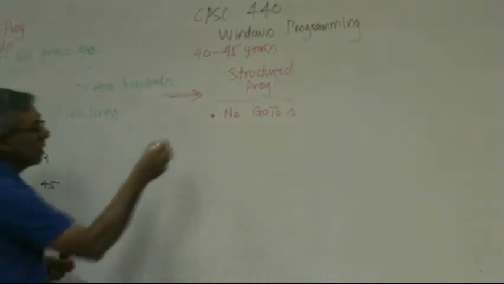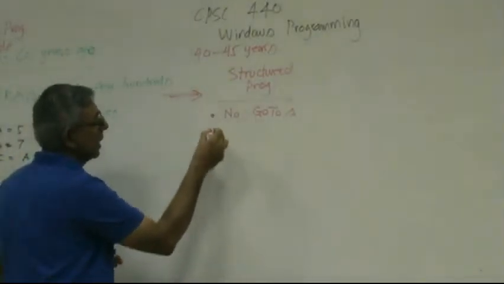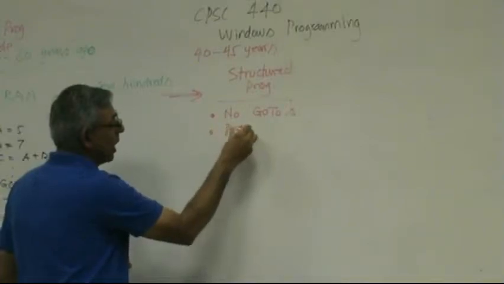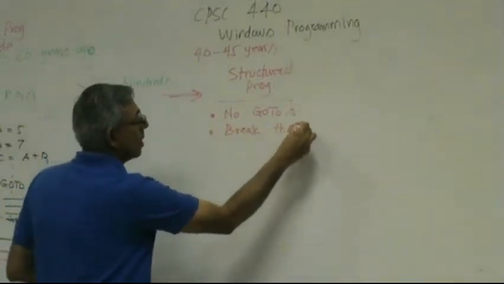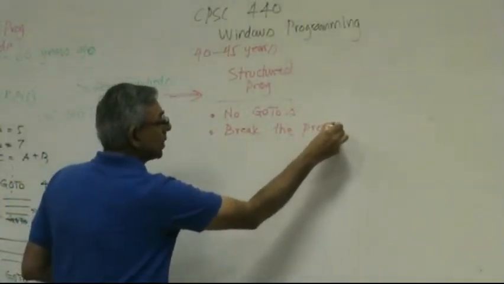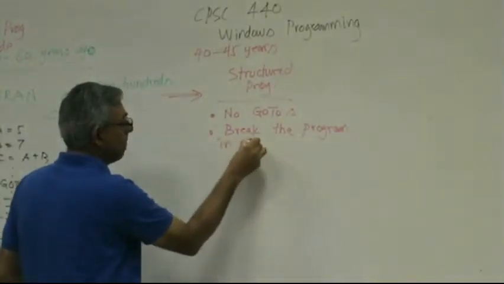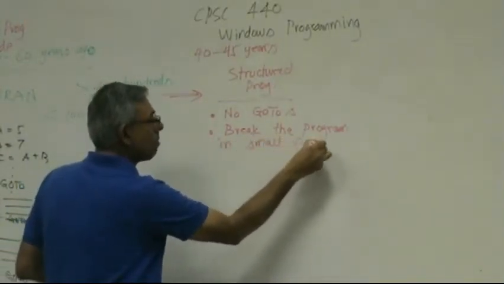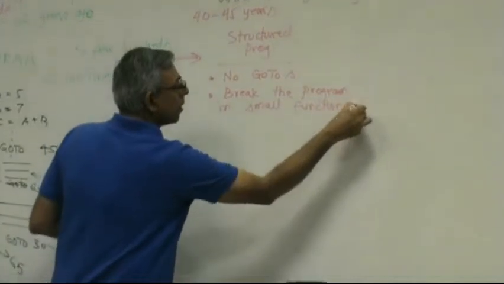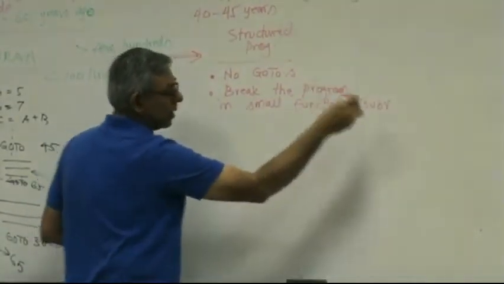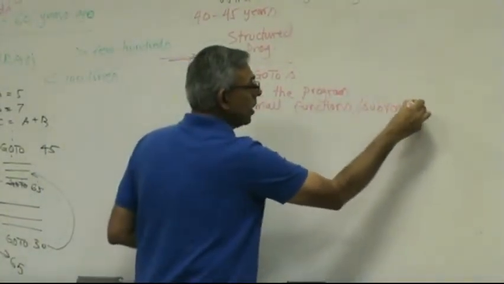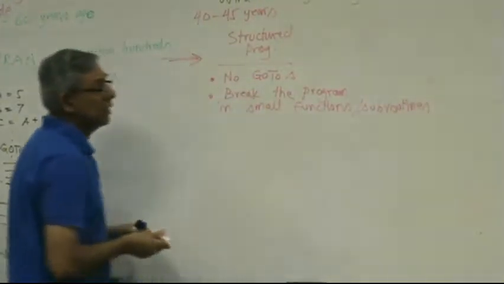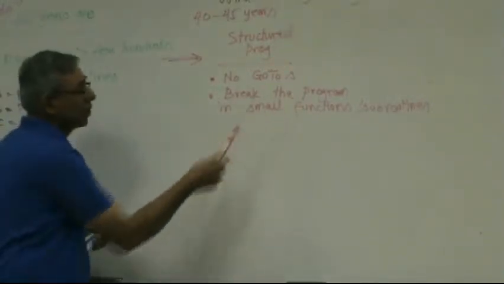We also developed another guideline: break the program into small functions and subroutines. A subroutine is another name for a function. If a function does not return any single answer, we call it a subroutine. If it computes something and gives us a double or integer or boolean, we call it a function.